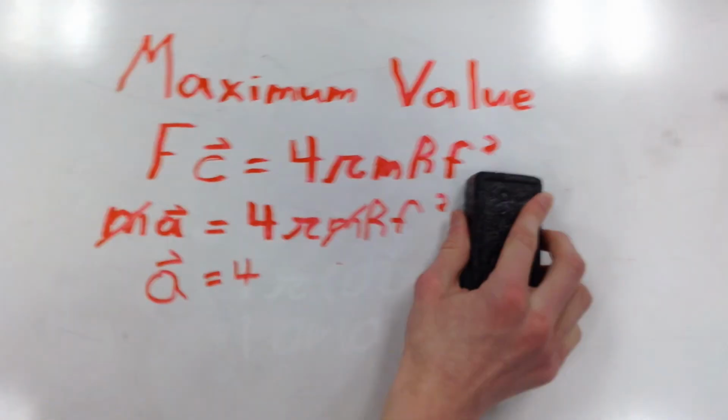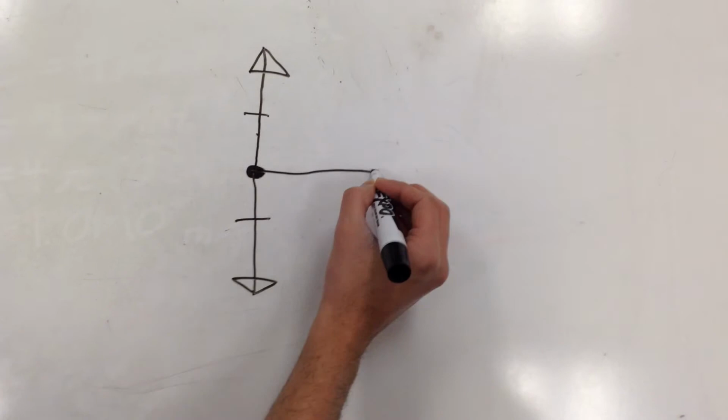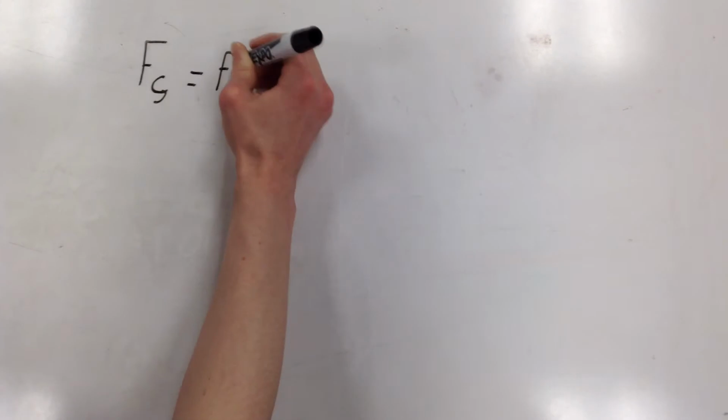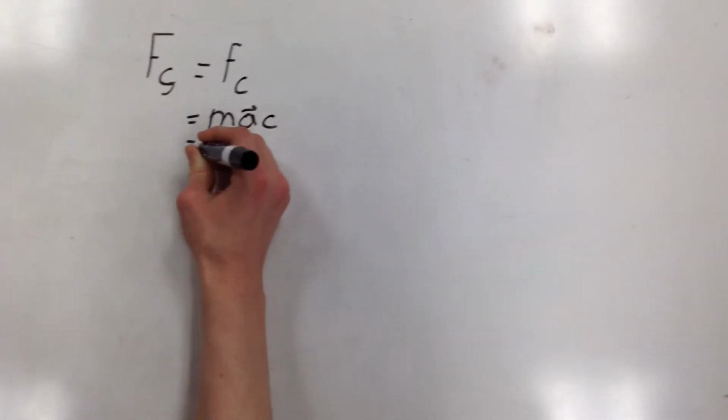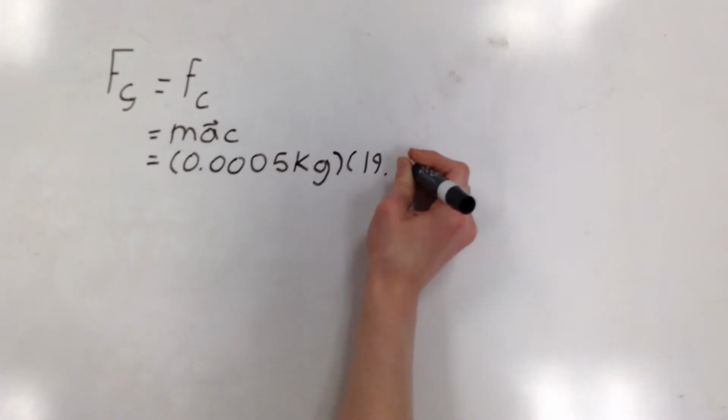Next, we need to find the minimum value of the coefficient of static friction that will prevent the insect from slipping off the disc at the slowest rate. We first start by drawing a free body diagram of the insect on the disc. Next, we need to find the value of the force of static friction using the formula Fs equals Fc and the minimum acceleration of 19.3 meters per second squared.